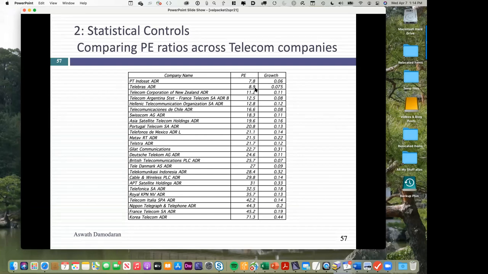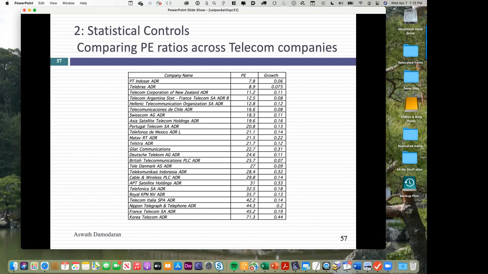So Telebras looks cheap, right? 8.9 times earnings. But here already is a note of caution. Its growth is much lower than the sector. That worries you. But here's the other thing that should worry you. If you look across the sector, Indosat, which is the Indonesian telecom company, is an emerging market telecom. Telebras is an emerging market telecom. New Zealand telecom is a developed market telecom. You're saying, so what? Remember we talked about risk? You'd expect emerging market telecom companies to be riskier than developed market telecom companies. So your first pushback is, hey, but it has lower growth. And second is, it's much riskier. It looks cheap, but it's lower growth and higher risk.